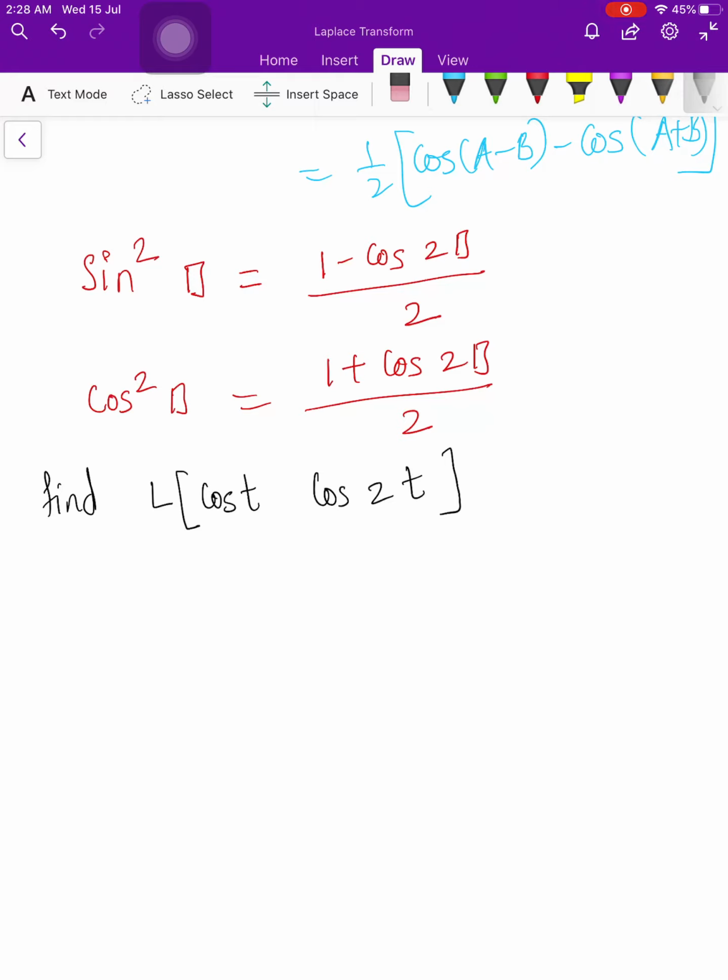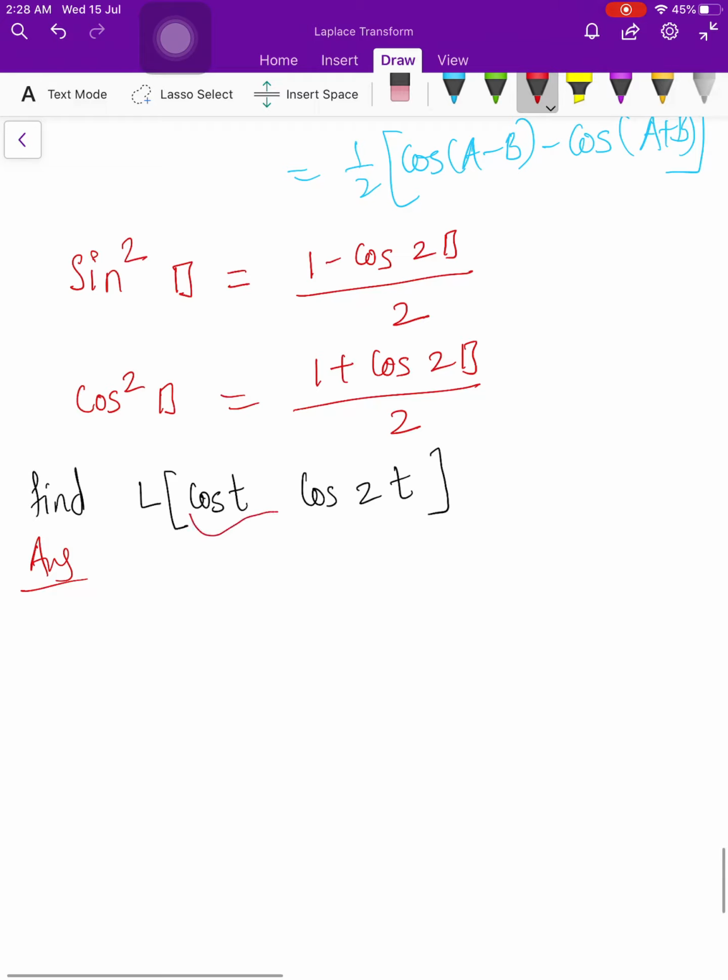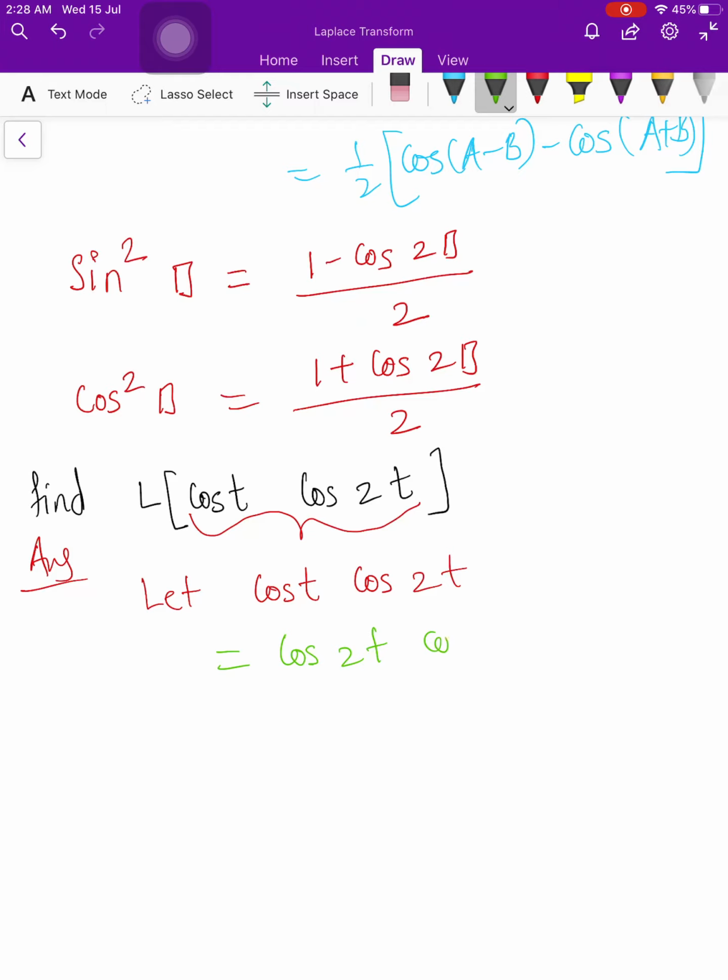So how to write the solution? The steps are very important, students. First, whatever function is inside the Laplace, you consider that function outside. So let's consider that function: cos t cos 2t. Now use the corresponding trigonometric formula. The cos A cos B formula will be used here. Since cos 2t is bigger, you write cos 2t first, then cos t. First time I am doing it, so I am writing it briefly. Now the cos A cos B formula is half times cos of A plus B.